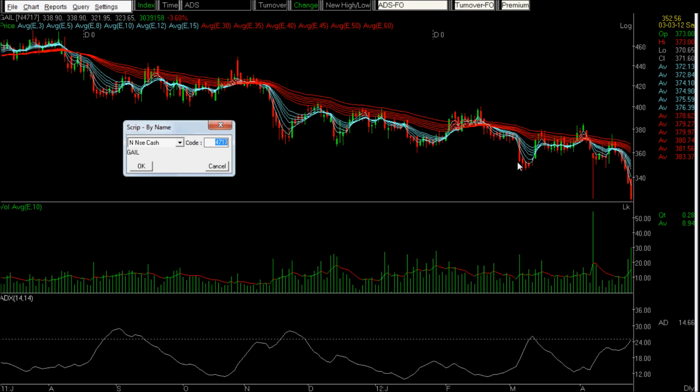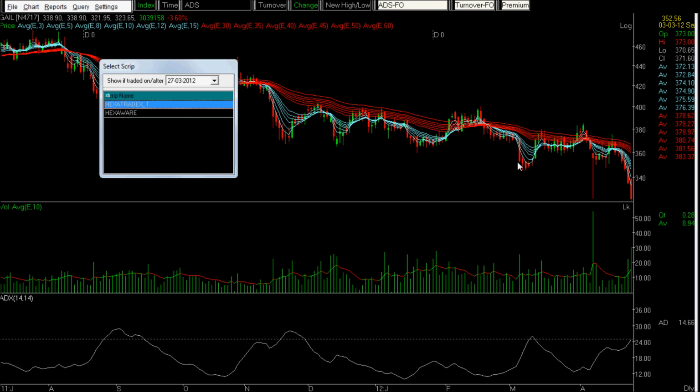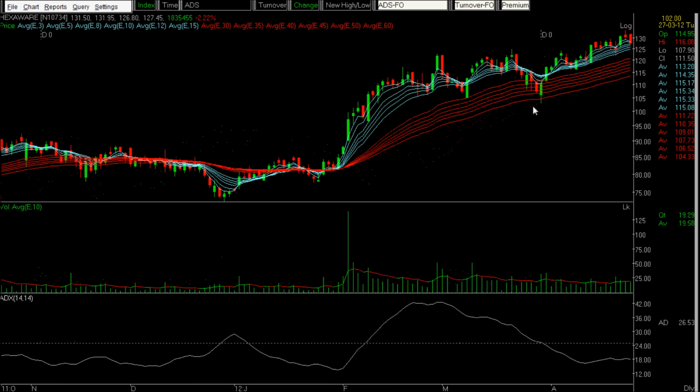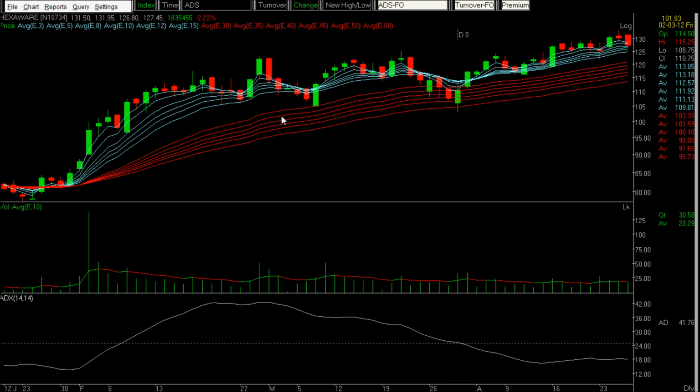Another example is Hexaware. If you can see here, the lines were again contracting. I will never trade the stock in such a situation, but finally after a breakout, there is a clear gap in these lines. So what I want is a good gap between the red lines. Whenever there is a good and consistent gap between the red lines, such stocks are trending, and I will put the stock on my watch list.